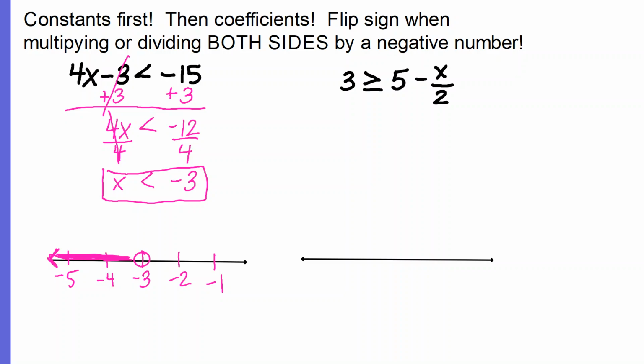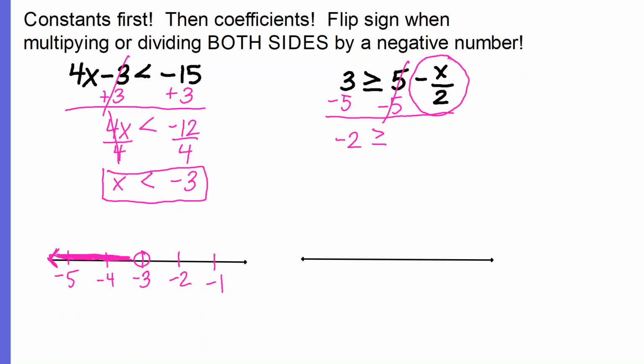Our second one, 5 is the constant. To get rid of a positive 5, I'm going to subtract 5 from both sides. 5 minus 5 is 0. 3 minus 5 is negative 2. Bring down my greater than or equal to. And now we do have to remember that when we bring this down, there is a minus in front.